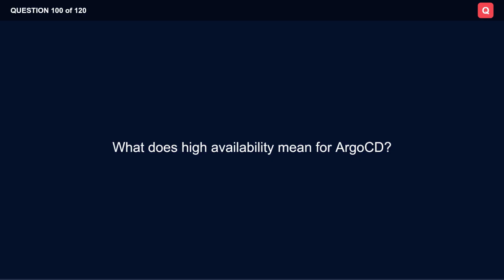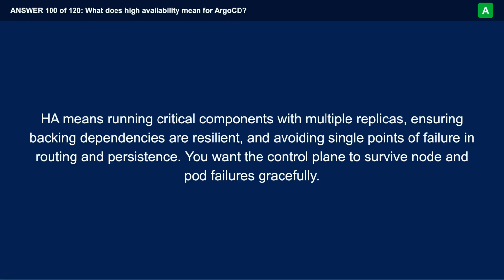What does high availability mean for ArgoCD? HA means running critical components with multiple replicas, ensuring backing dependencies are resilient, and avoiding single points of failure in routing and persistence. You want the control plane to survive node and pod failures gracefully.